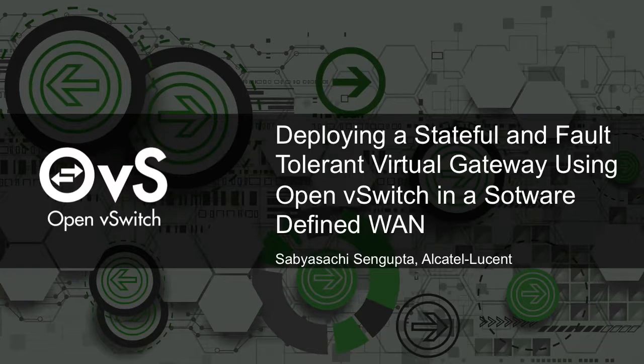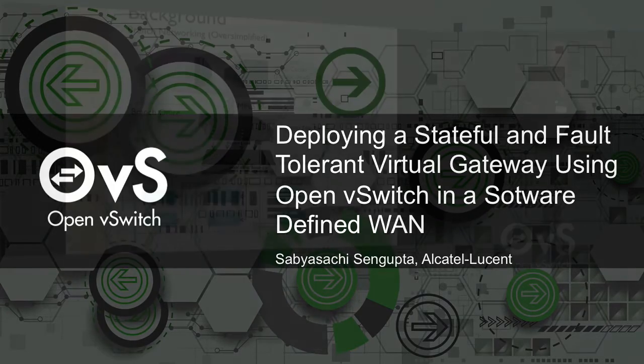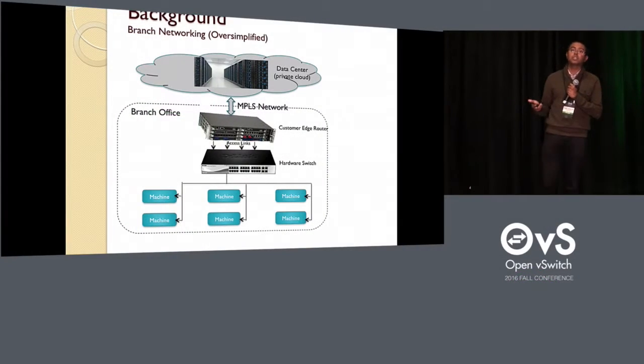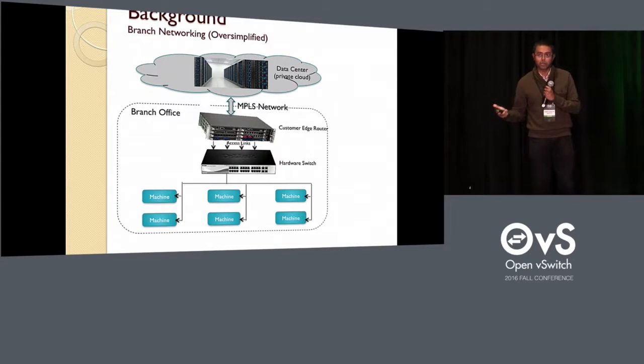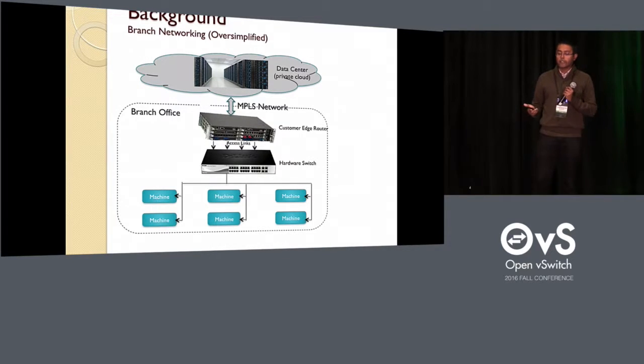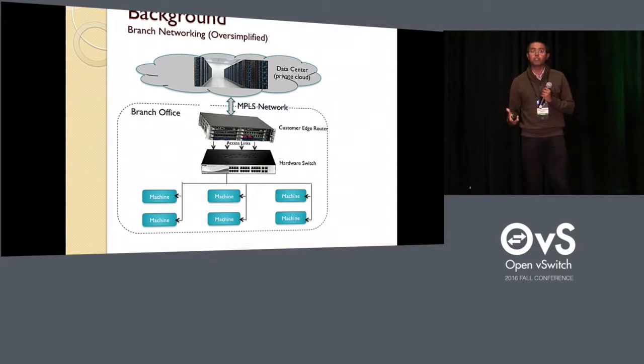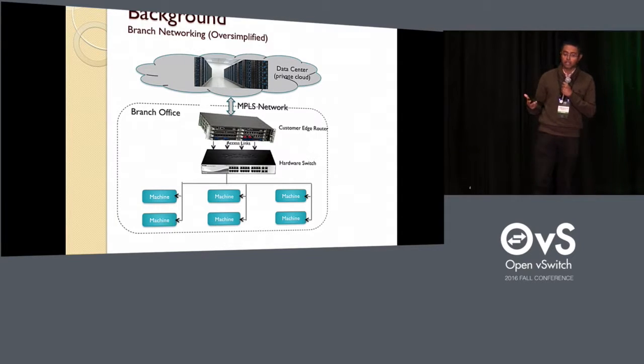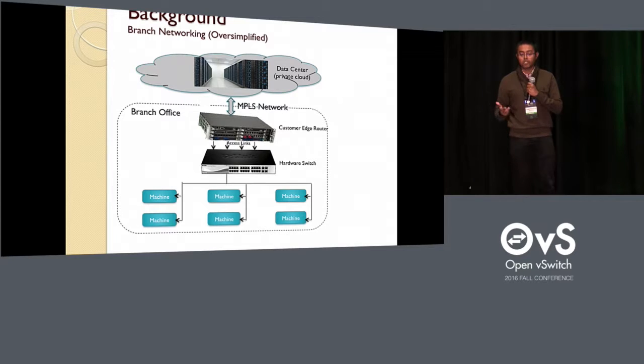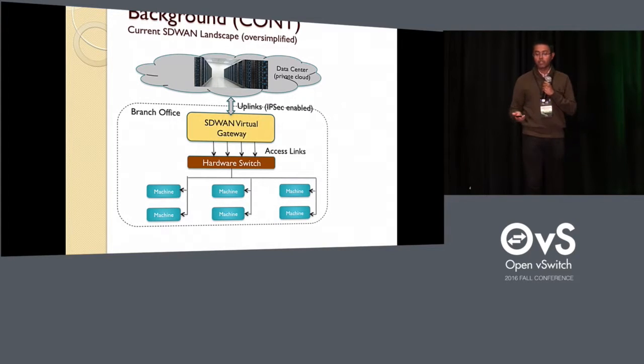Subnets. The subnets correspond to different types of small networks within the branch. For example, one could be the teller network, another could be the manager's network, then the Wi-Fi network. All these form different subnets. And then they connect through some hardware switches, and finally there would be a customer edge router, which will talk directly to the private cloud. So that is how it traditionally looks like.